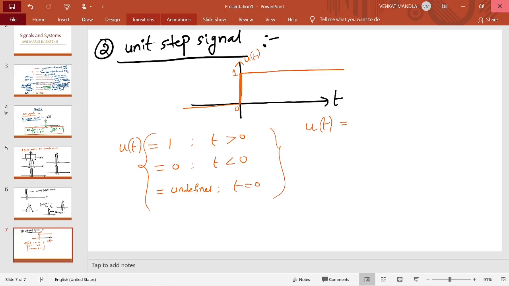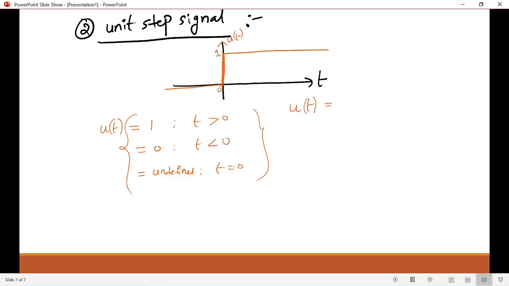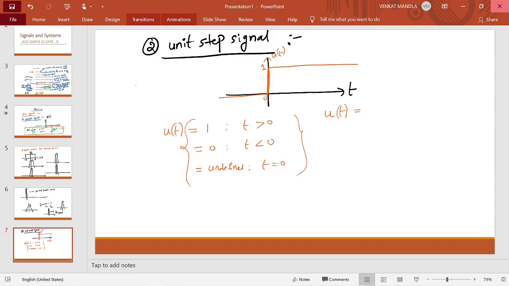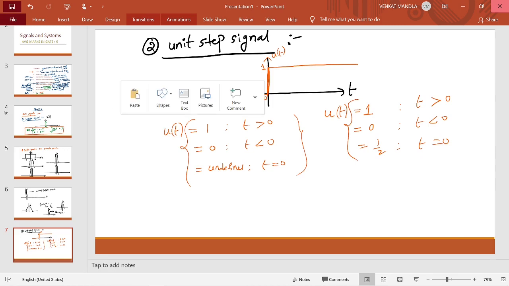Or if you want to take t equal to 0, you can take the average value between 0 and 1, that is 1 by 2. So you can define that also. u of t equal to 1 for t greater than 0 and equal to 0 for t less than 0, and equal to 1 by 2 at t equal to 0 is also a possible definition. This is also correct, because we are not interested in t equal to 0.